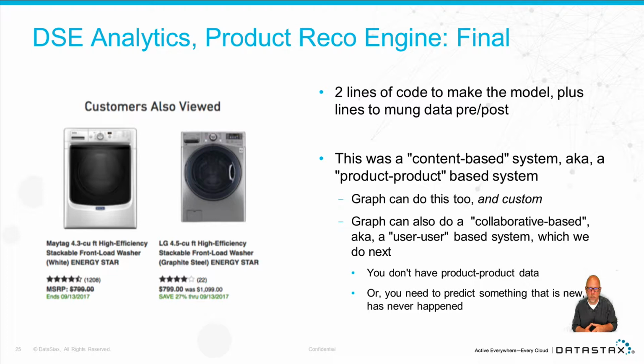So Graph could do a product too, but where Graph really differentiates over DSE Analytics is collaborative based, user. And that's a different application, and we'll talk about it, and hopefully then you'll get content-based versus collaborative-based, just item data versus maybe I don't have the item data. It's a brand new product. Nobody's bought it yet, but I still want to see if I should recommend it to you. Then I would look at user. And we'll show that in detail. So I kind of said, when would you do collaborative based? You don't have the product data, but you still need to predict something, perhaps something that's new to market or something that has never happened.